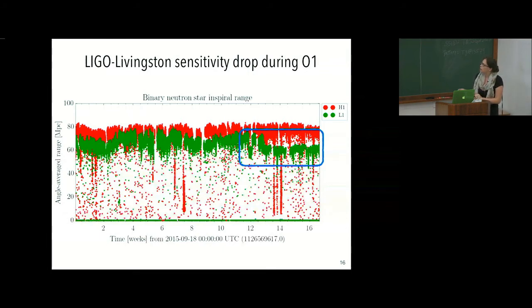But what you can see is for the Livingston detector, starting at about week 12, so this was maybe November or so, we get this really significant 15 to 10 megaparsec drop in sensitivity, and then it goes back up, but then it drops back down again, and we lost a little over 10 megaparsecs for the entire final month of our observing run. And eventually this was tracked down to a faulty temperature sensor.